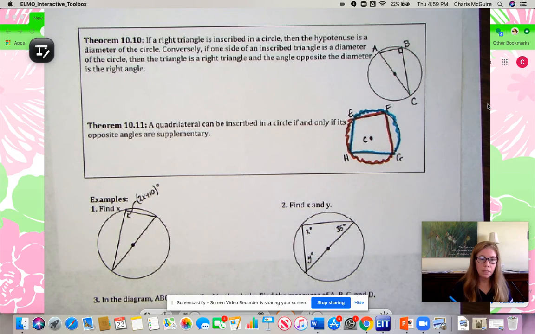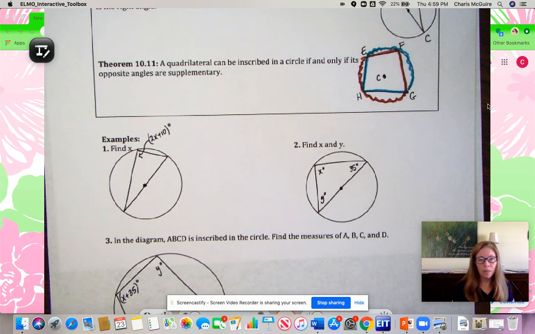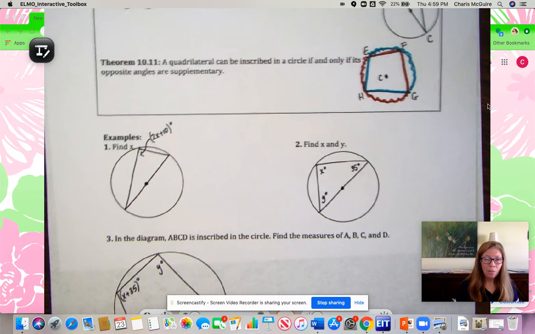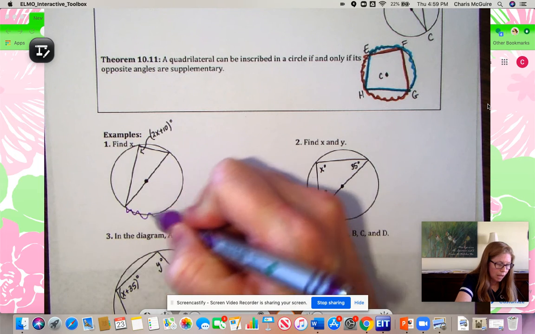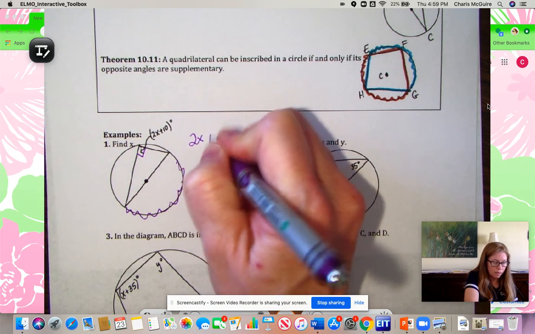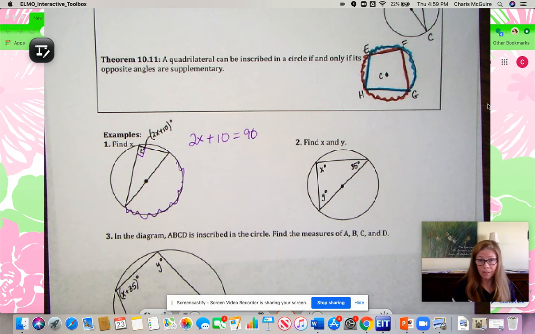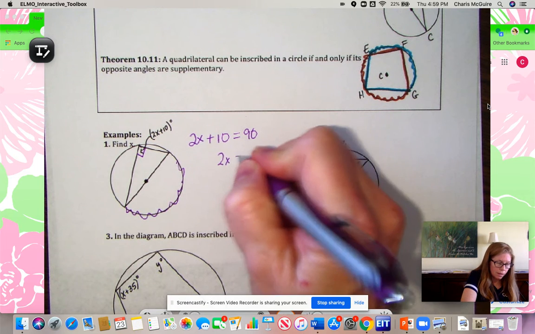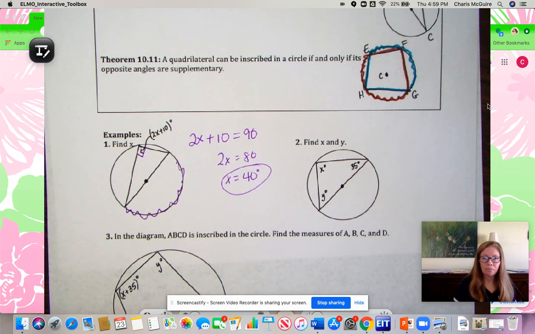Here's what some of your examples are going to look like. I'm going to let you try these out on your own. I don't think they're too bad. So I'm going to give you a moment to do number 1. All right, so did you get 40 degrees? By looking at the picture, you should know that this angle is intercepting half the circle. So this angle is 90 degrees. So you're going to do a 2x plus 10 equals 90 degrees. Please tell me you subtracted the 10 so that 2x equals 80 and x equals 40 degrees.